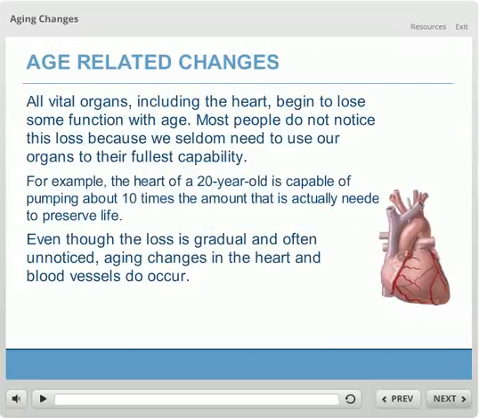Age-related changes. All vital organs, including the heart, begin to lose some function with age. Most people do not notice this loss because we seldom need to use our organs to their fullest capability. For example, the heart of a 20-year-old is capable of pumping about 10 times the amount that is actually needed to preserve life. Even though the loss is gradual and often unnoticed, aging changes in the heart and blood vessels do occur.